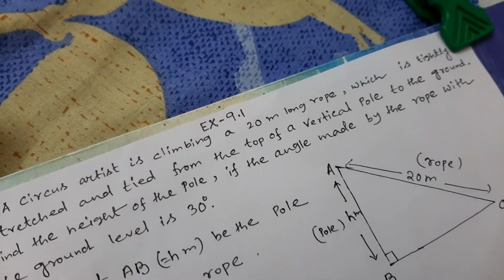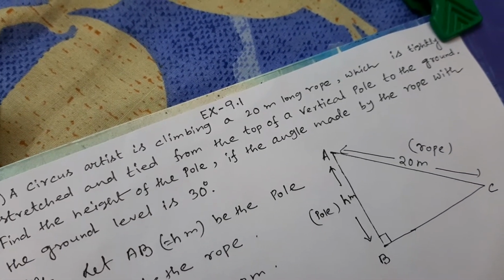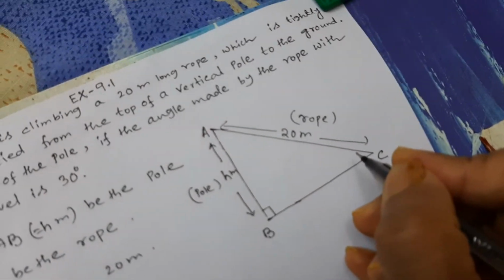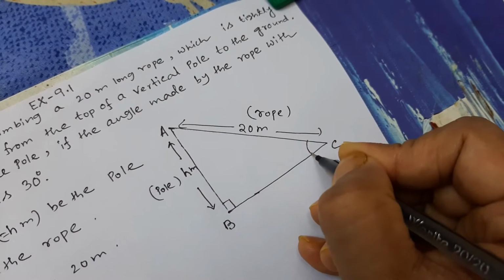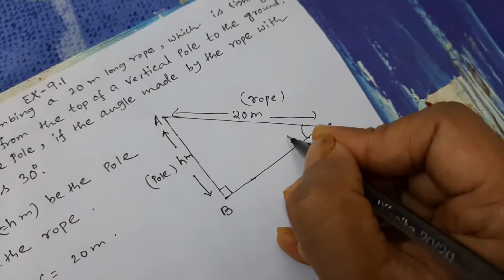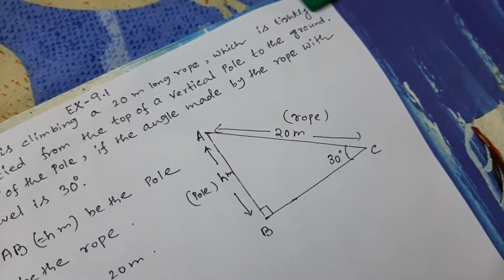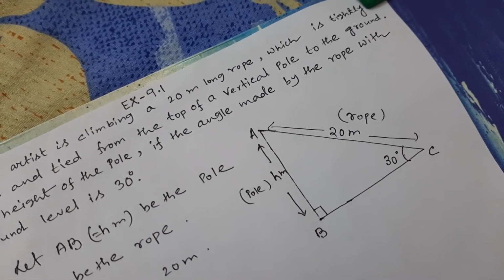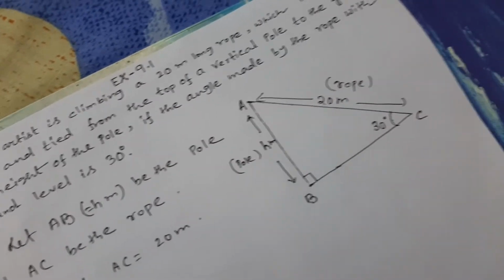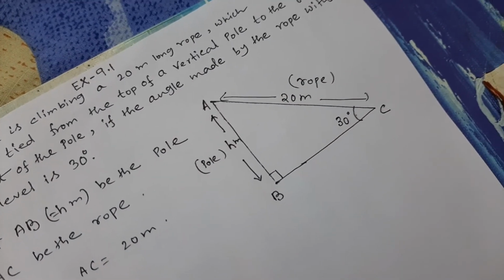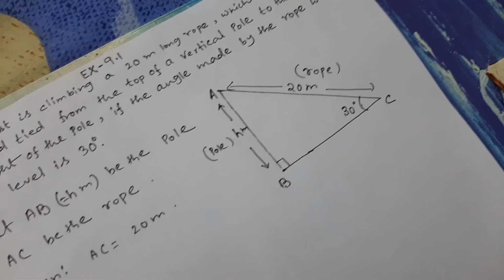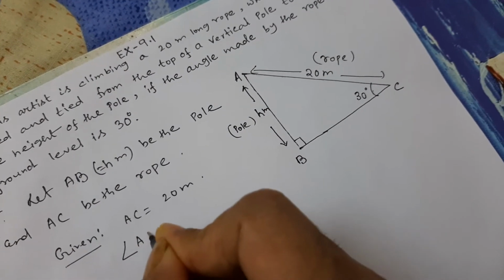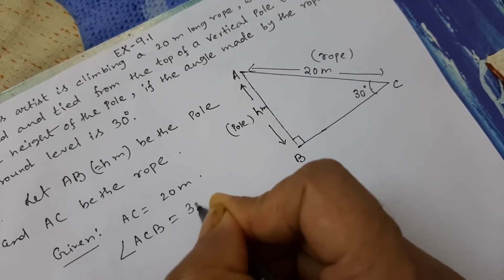And angle made by the rope, that is AC, with the ground. That means this angle is 30 degrees. This is the angle of elevation. So angle made by the rope, that is AC, with ground level, that is BC the base, is 30 degrees. So angle ACB equal to 30 degrees.